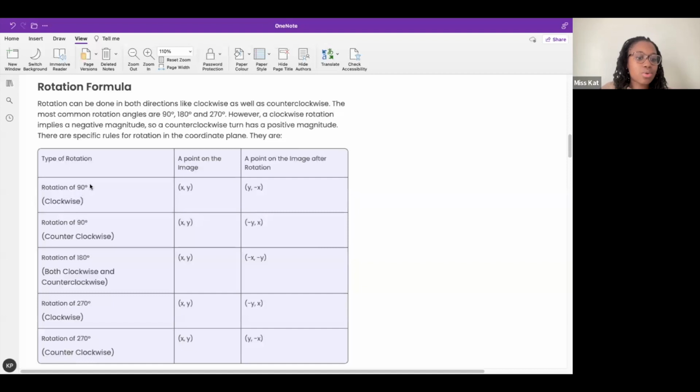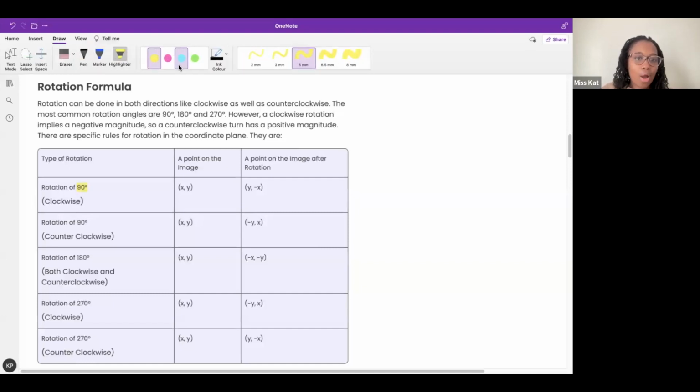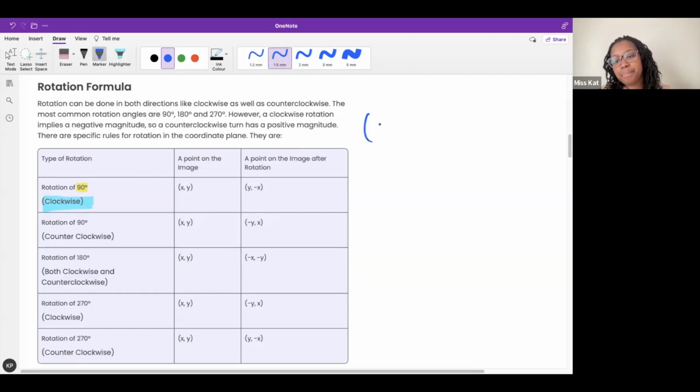Now let's start with a rotation of 90 degrees clockwise. You need to have both pieces of information. You can't just say 90 degrees. So now we're saying 90 degrees clockwise. Remember, coordinates are always written in the order: x coordinate, y coordinate. So those are our original coordinates.